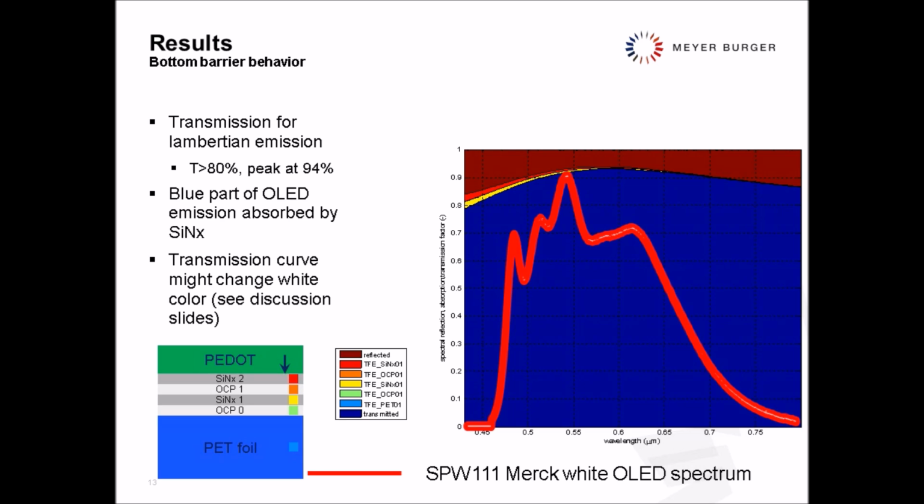Here are the results detailing the optical behavior of a bottom barrier. This details the transmission of a Lambertian emission from the P dot. The transmission over the spectrum of interest, defined as the SPW111 LEP emission, is always above 80%. The transmission even reached 94%. The transmission is though not exactly flat over the spectrum of interest. A natural question is if the LEP color will change by passing through the barrier. The answer will be given in the discussion slides.